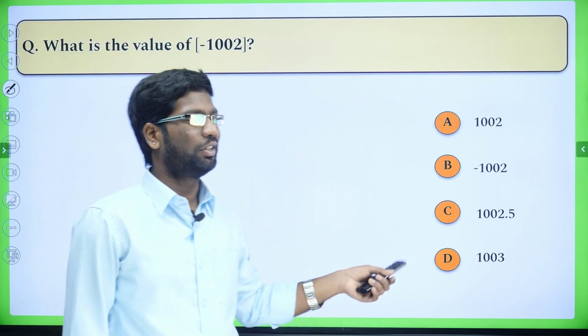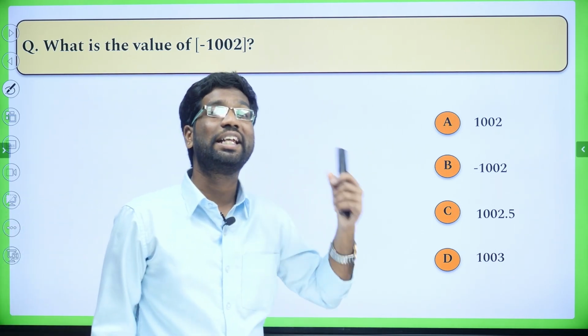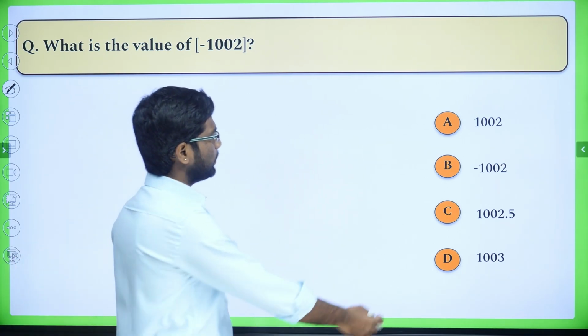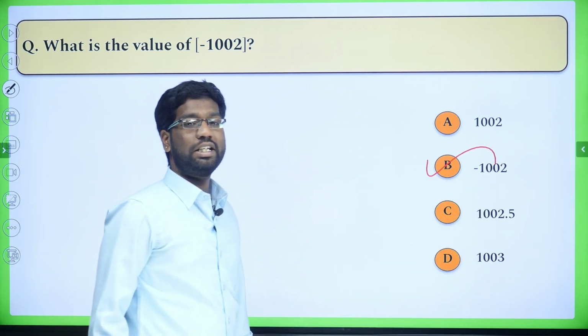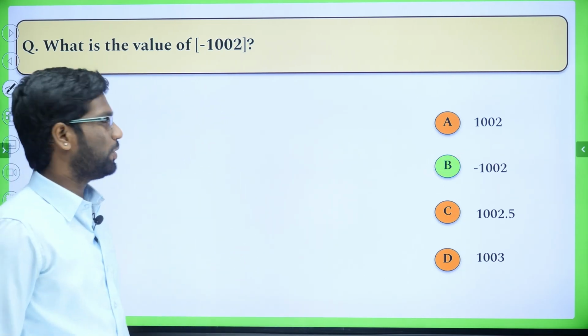These are very simple. So whatever it is, negative, small number or big number, it comes under integer. Since it is an integer, it obviously gives me the same value. So the answer is minus 1002. So that's the answer, my dear students.